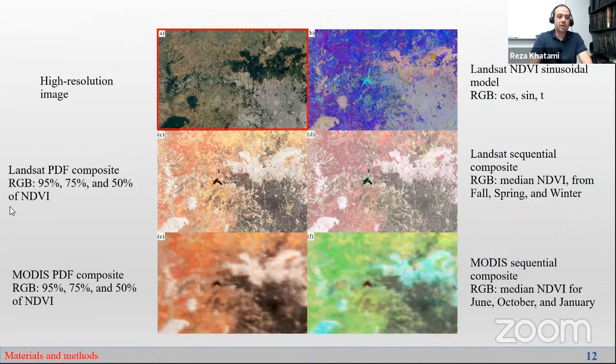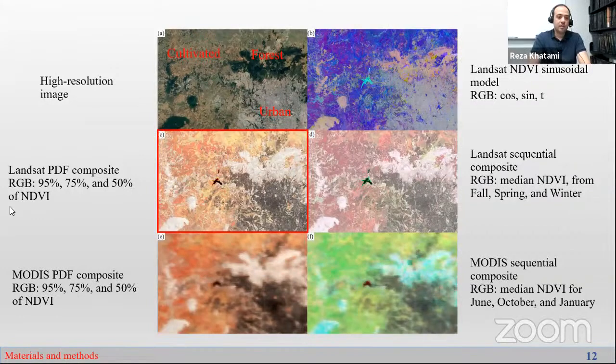At the top left, you can see a high resolution image of an area mostly covered by forest, cultivated, and urban classes. On the top right, you can see the visualization of the Landsat NDVI sinusoidal model. The RGB bands here correspond to the coefficients for the cosine, sine, and linear term. As you can see, the composite can separate the target classes very well.